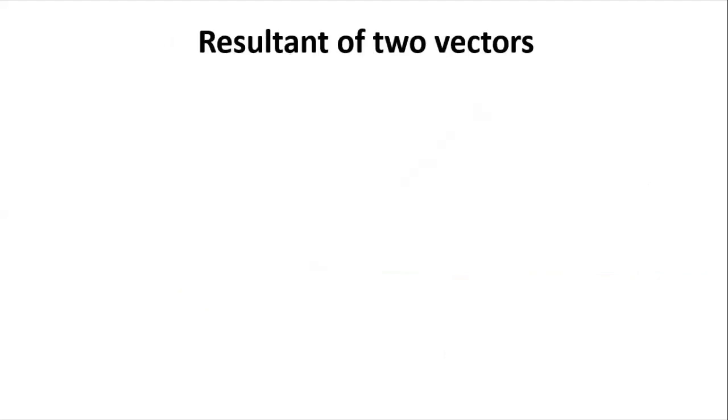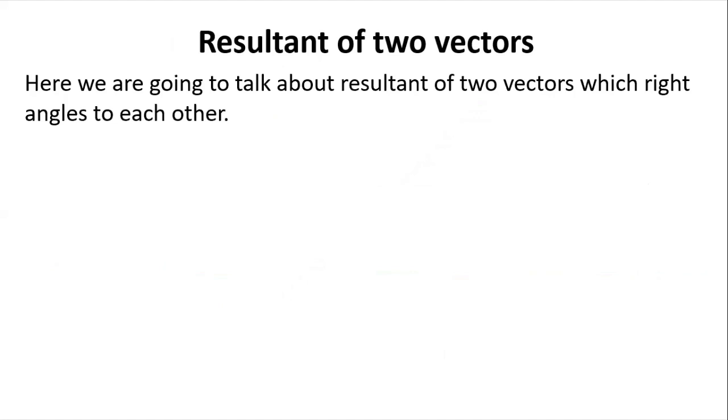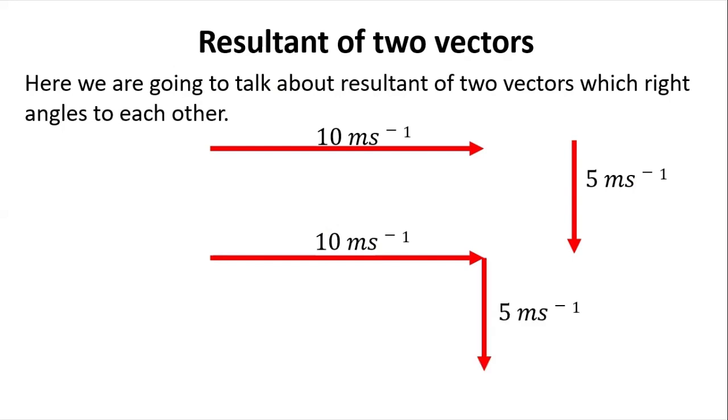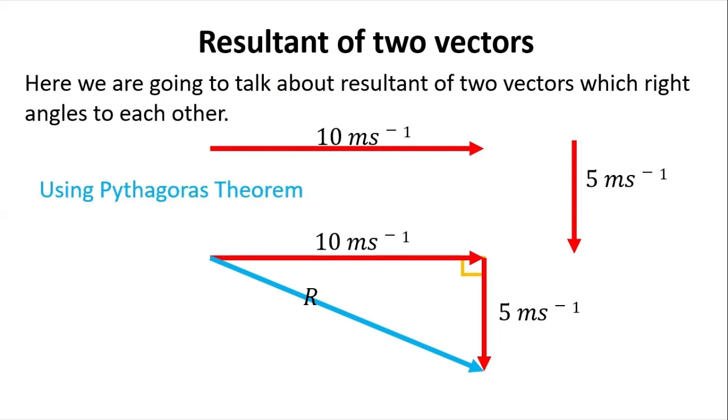Resultant of two vectors. Here we are going to talk about resultant of two vectors which are at right angles to each other. So we'll see there is a velocity 10 meters per second to the east. There is a velocity 5 meters per second to the south. So when you draw 10 meters per second, that vector and the 5 meters per second is downward vector. Now the third side of this angle giving us the resultant. So we can see here we have made a right angle triangle. So because of that, here we can use Pythagoras theorem to find the resultant.